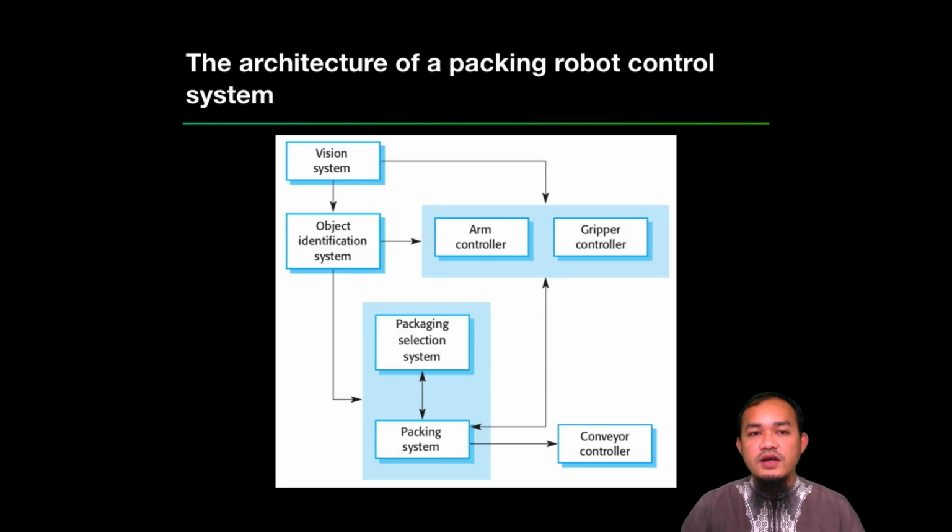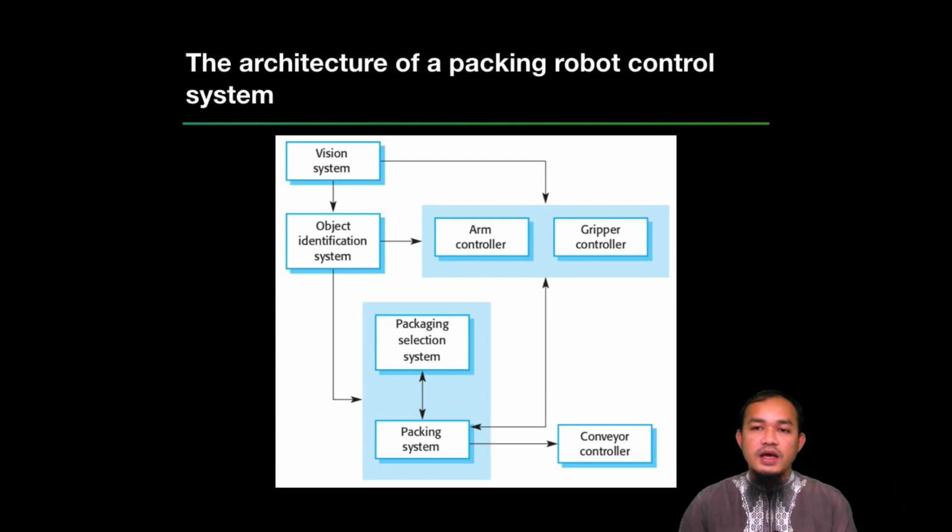For example, this is one architecture of the packing robot control system. This will show you the simple architecture of the packing robot, the robot that is used for packing stuff. It will show you boxes, with the relation from one component to another.